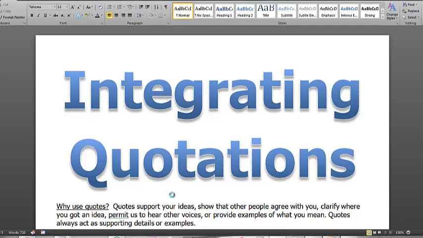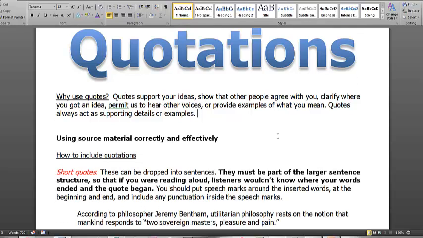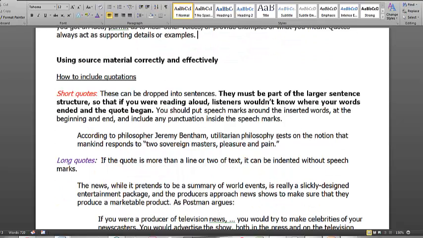Why use quotes? You need to use quotes to support your ideas, to show that other people agree with you, to clarify where you got an idea, or provide examples. Quotes always act as supporting details or examples. You can also think of quotations as evidence. Here's how to use quotations correctly.